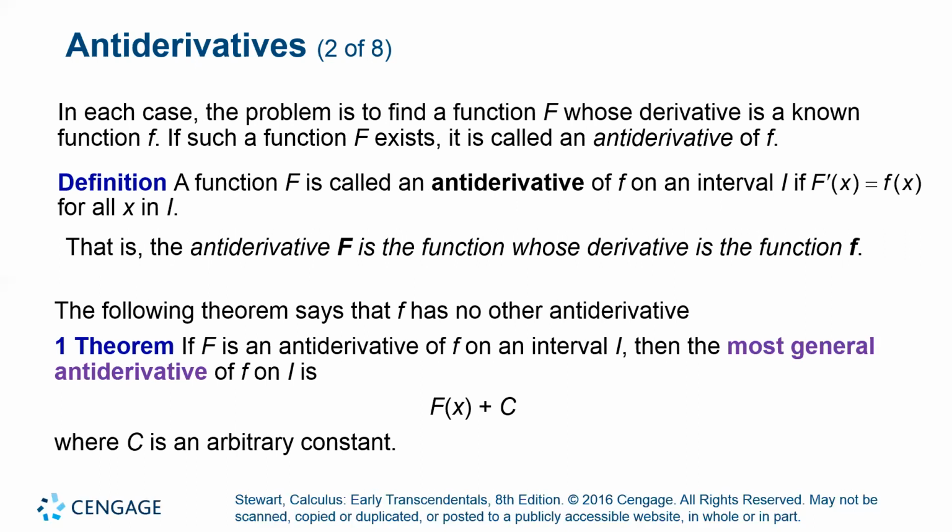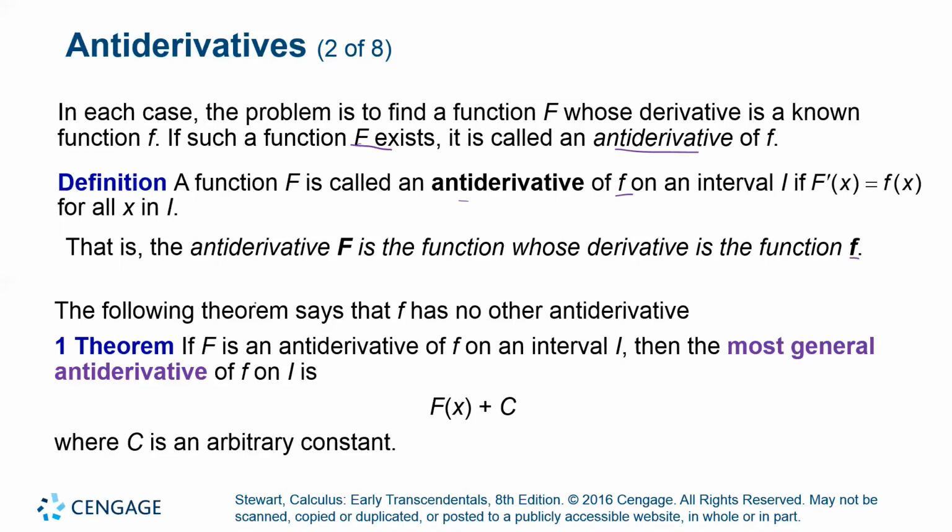capital F, whose derivative is a known function small f. Such a function is what we call the antiderivative. So the capital F, if it exists, is what we call the antiderivative. Here's the definition: a function capital F is called the antiderivative of a function small f on an interval I if the derivative of capital F is equal to the small f. That is, the antiderivative of f is the function whose derivative is f.